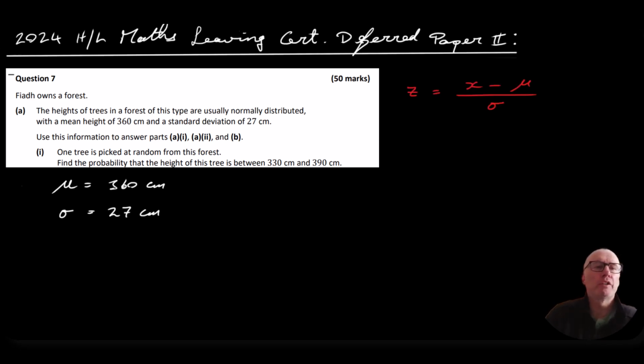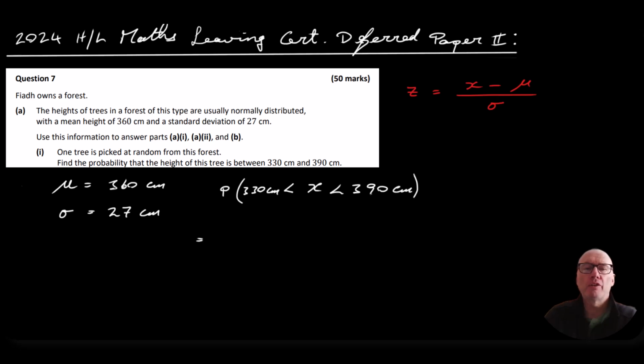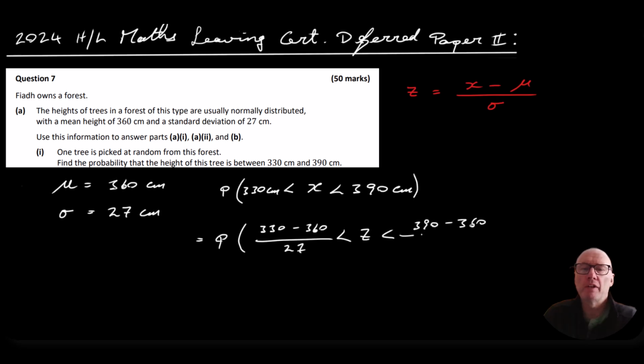So let's write down the question that we're asked. We are asked to find the probability that the height of this tree, which we're going to call x, is between 330 centimeters and 390 centimeters. What we've got to do is change these two values into a z value using this formula. So we have to find the probability that z is greater than (330 minus 360) divided by 27 and less than (390 minus 360) divided by 27.